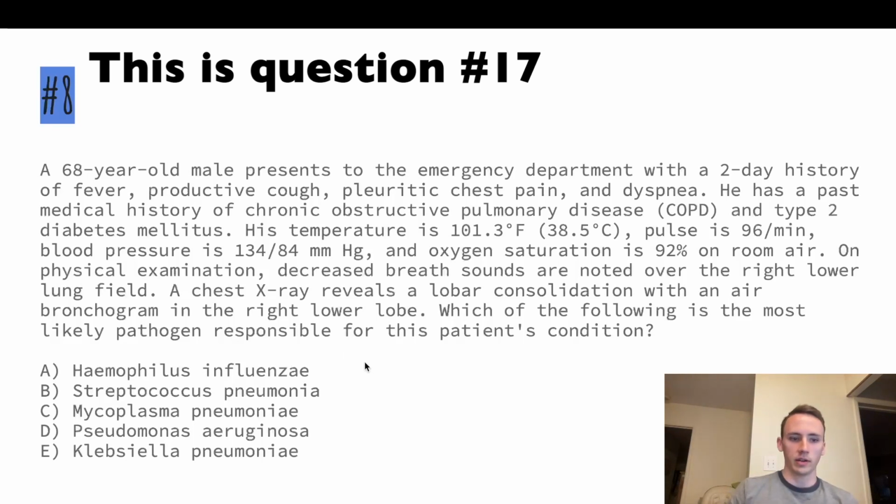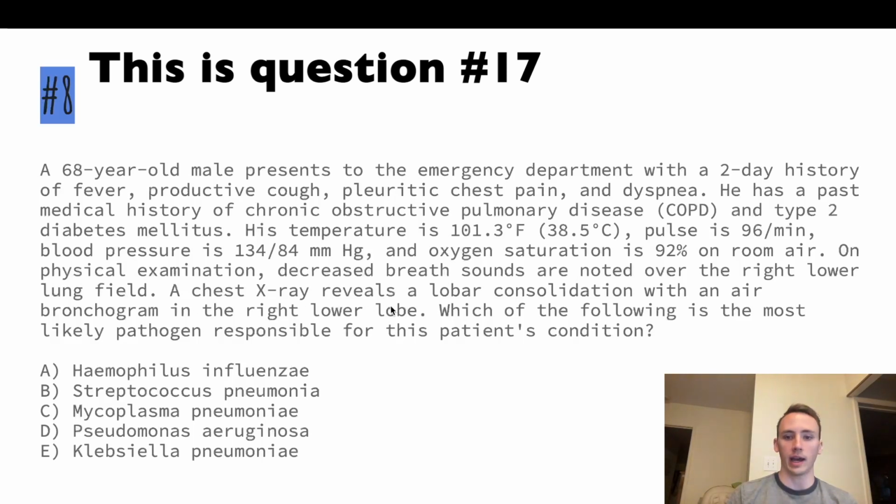So here it's asking us, which of the following is the likely pathogen responsible for the condition? So we have a 68-year-old male. He's in the ED. He's having pleuritic chest pain, dyspnea, and decreased breath sounds in the lower fields. X-ray shows lobar consolidation with air bronchograms in the right lower lobe.